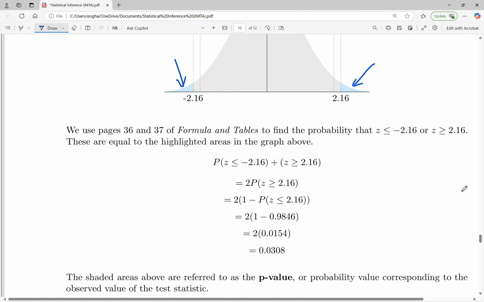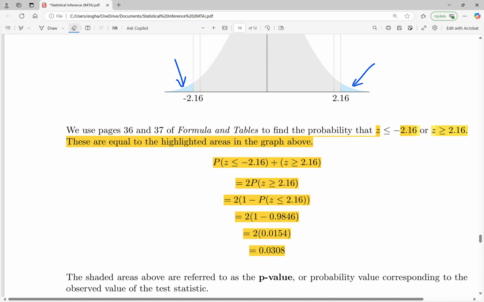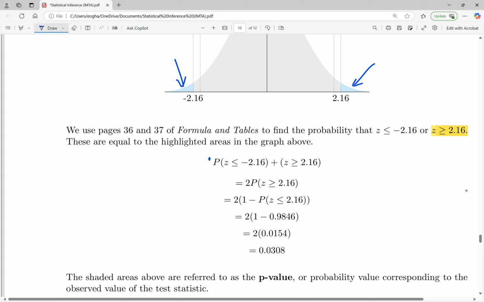So we use page 36 and 37 of the Formula and Tables book to find the probability that, in this particular case, z is less than minus 2.16 and z is greater than plus 2.16. Those are the numbers we're talking about. So they're the ones in the highlighted area above. Because the probability of z being less than or equal to minus 2.16 is the same as the probability of z being greater than plus 2.16, all we do is find the probability of z being greater than 2.16 and double it. So we just find this region over here that's in blue, and we double it.